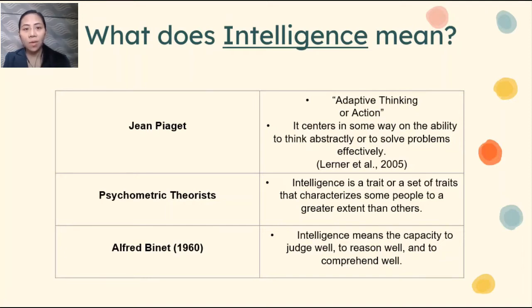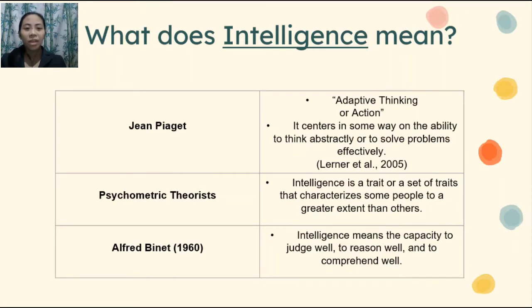Intelligence is a complex concept that has caused a lot of discussion and debate. To this day, there is no clear definition as to what makes for intelligence. According to Jean Piaget, intelligence is adaptive thinking or action. I know all of you are familiar with Jean Piaget because we have finished discussing Unit 3, Lesson 2, the cognitive development theories. And he is one of the proponents of these theories.